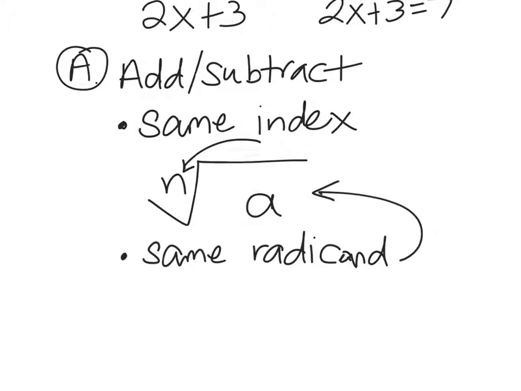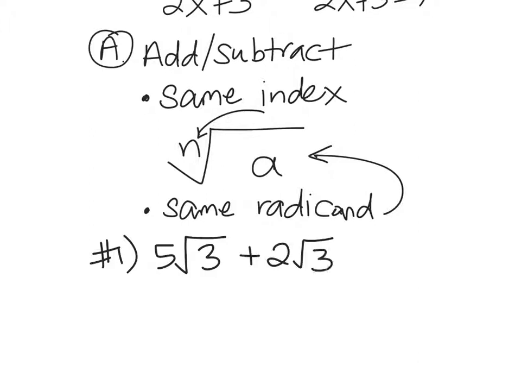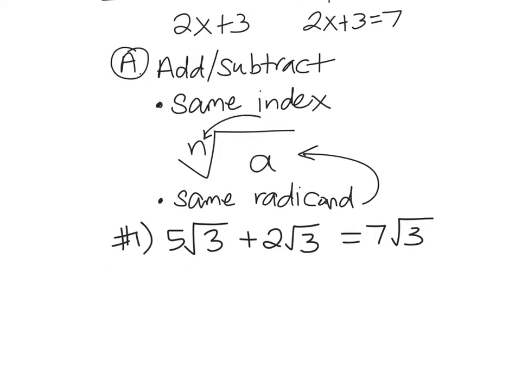So here we go. Let's do a couple easy ones. Here we go. You ready? Number 1. Let's take 5 rad 3 plus 2 rad 3. Now, it's just as easy as you think it is. 5 rad 3 plus 2 rad 3. How many rad 3s do I have total? 7 of them. Exactly. And this would be 7 rad 3. Yay! Isn't that fun? It's good, clean fun.